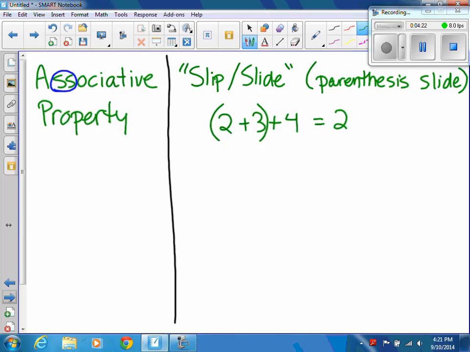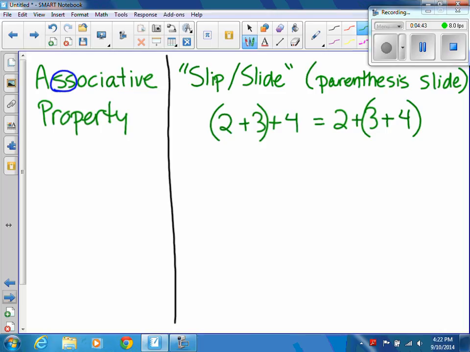Thank you. Again, 2 plus 3 plus 4. Instead of grouping it around 2 and 3, I can slide my parentheses to be around 3 and 4. So all that changed here is my grouping. So my grouping is going to change places.